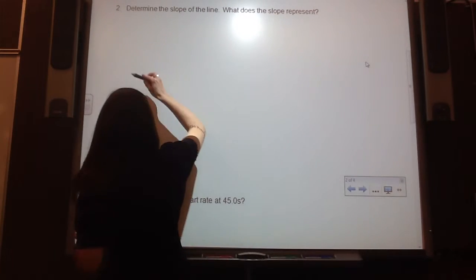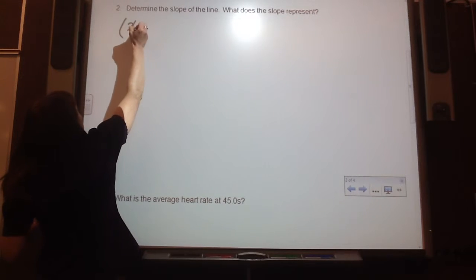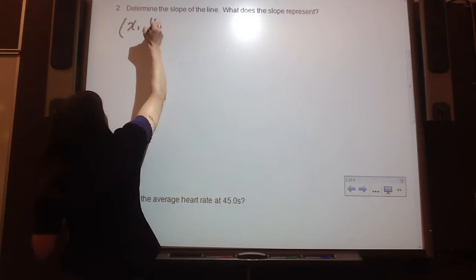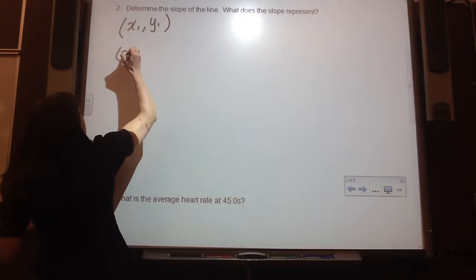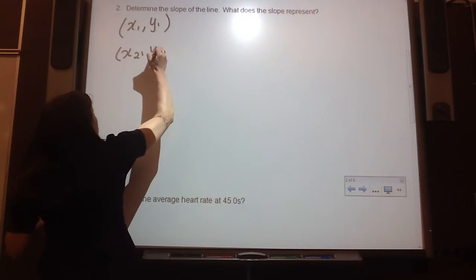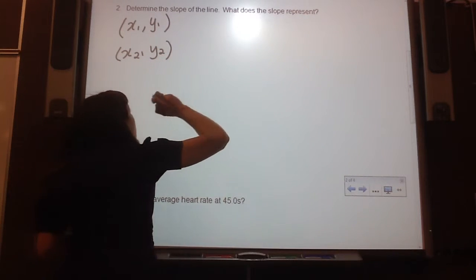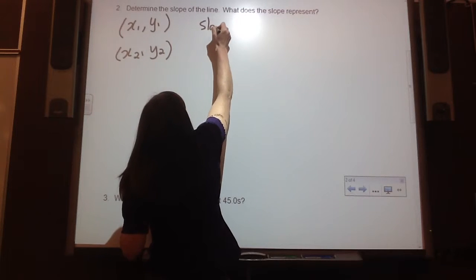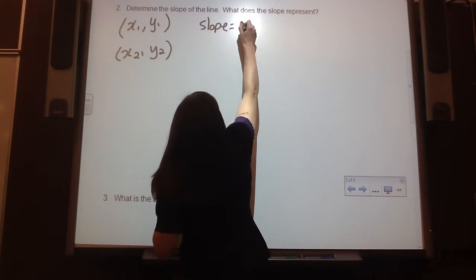Whatever you pick, write out the numbers. And then write out your formula for slope.